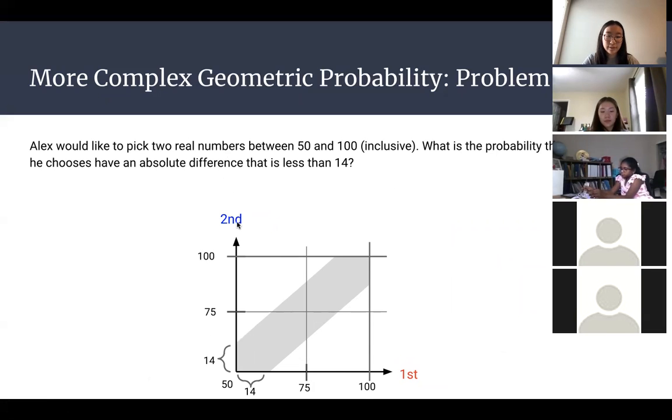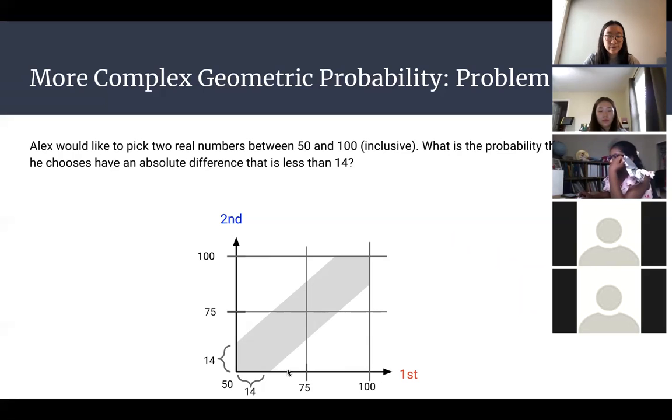Okay, so you can see on this graph, the axes are labeled like the numbers in the problem. So on this first row, it can be between 50 and 100. So let's say the number he picks is going to be 62. What is the range of possibilities that will fit the criteria of having an absolute difference of less than 14 between that number and 62? 48 and 76, not inclusive.